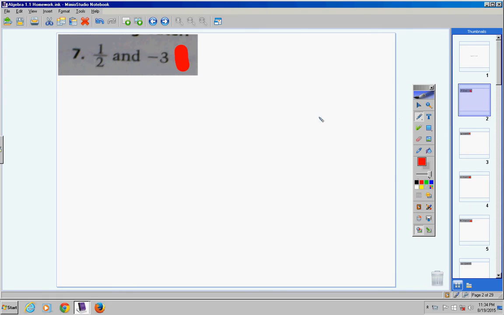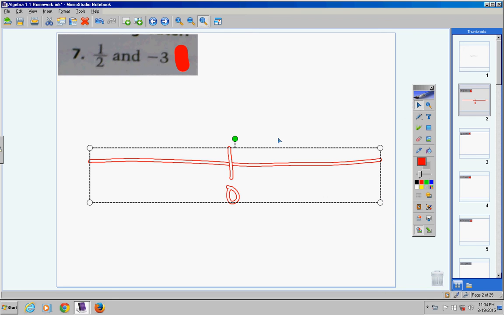Alright, here we go. Numbers 7 through 12, the directions say to decide which number is greater. Use a number line if you need to. Well, let me go ahead and do this very quickly. Let me get a number line up here that I can copy and paste over and over if I need to. Alright, so there we go.